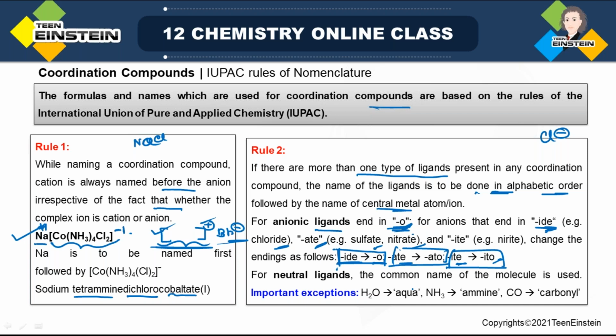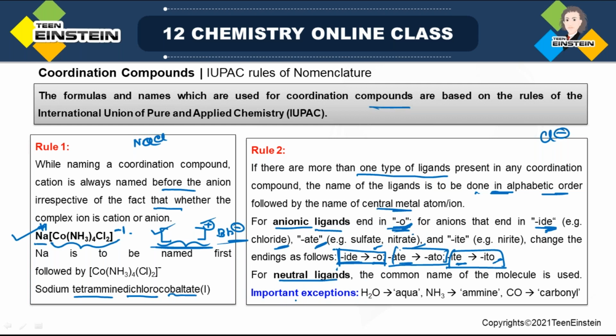But remember, this is only for anionic ligands. It is written in bold, only for anionic ligands. Any doubt up to this? So if this is for anionic ligands, what about neutral ligands? For example, water, ammonia, like this.